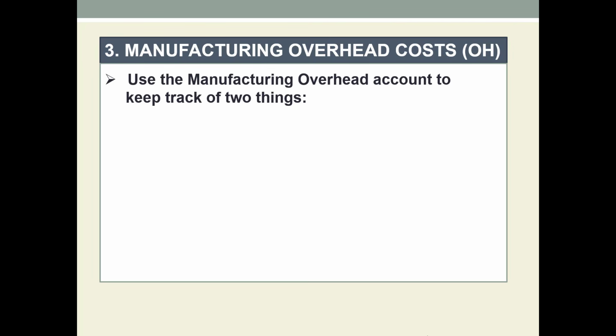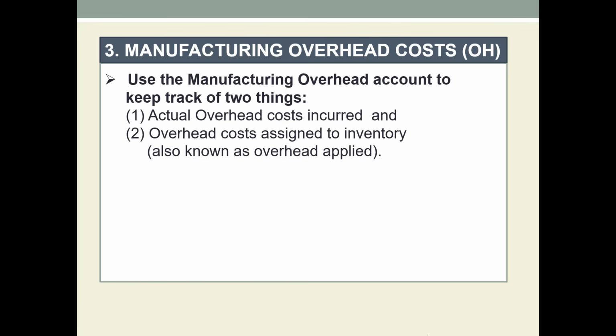Now it is important to understand that the manufacturing overhead account will keep track of two things. So you will have a ledger account called manufacturing overhead, and it will keep track of actual overhead cost incurred and overhead cost assigned to inventory. And they may be, and very likely will be, two different amounts. Overhead applied is also called overhead assigned, overhead allocated. These terms all mean the same thing.